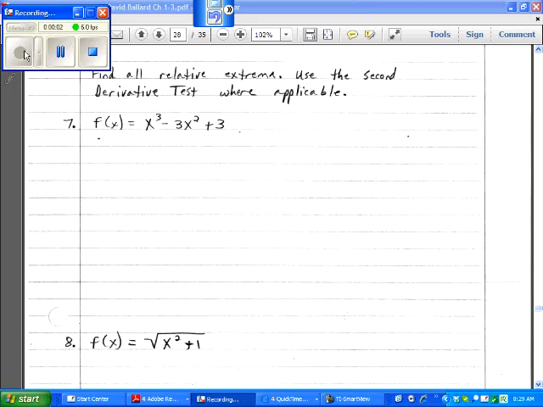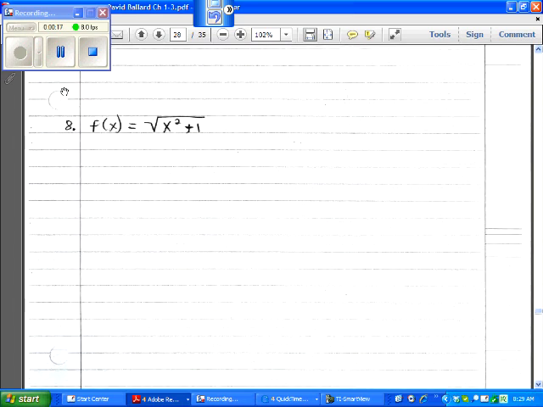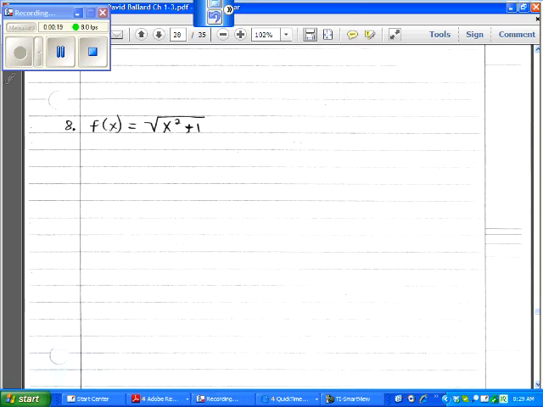Okay, we're going to continue our study of Unit 3334, Open Book Test. The directions were: find all relative extrema. Use the second derivative test where applicable. Okay, so number 8, we're going to rewrite this as an exponent so that we can find the derivative.